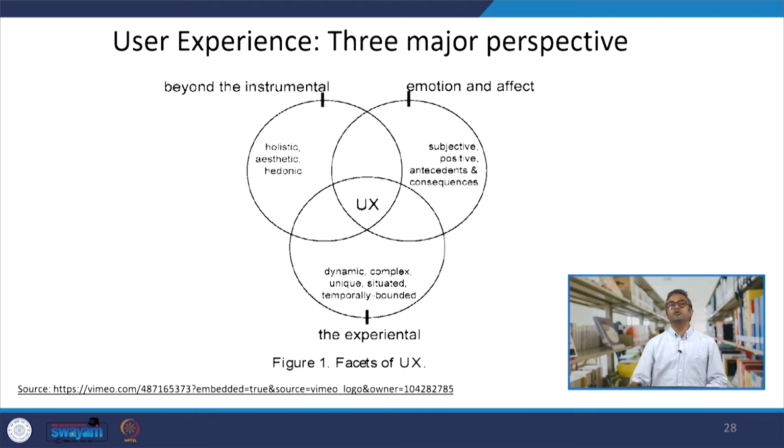So, when we talk about user experience, it has been broadly categorized into 3 major perspectives. The first perspective is that user experience goes beyond the instrument. It has to talk about some aesthetics, some hidden features, and some direct features. Then emotion and effect, how the feelings are there. The moment emotion and effect are there, then subjective experience comes in, and positive pleasurable feelings come in.